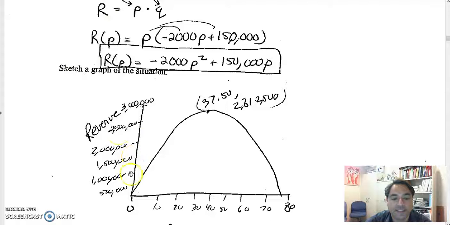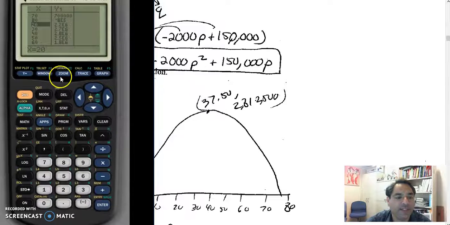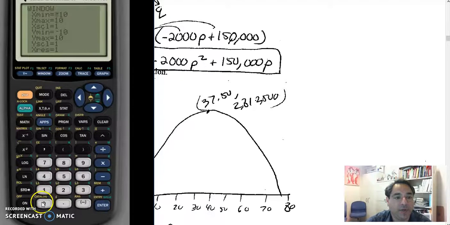So it's really important to sketch this out, understand the problem first. You cannot do it all on the calculator. So when I go to the calculator, I go to window. Remember, this is the price, 0 to 80, counting, let's say, by $10. The Y will be 0 to 3 million, counting by maybe 500,000. And again, you will not be able to do this unless you understand the problem. Now that I hit graph, I'll be able to see the whole thing.